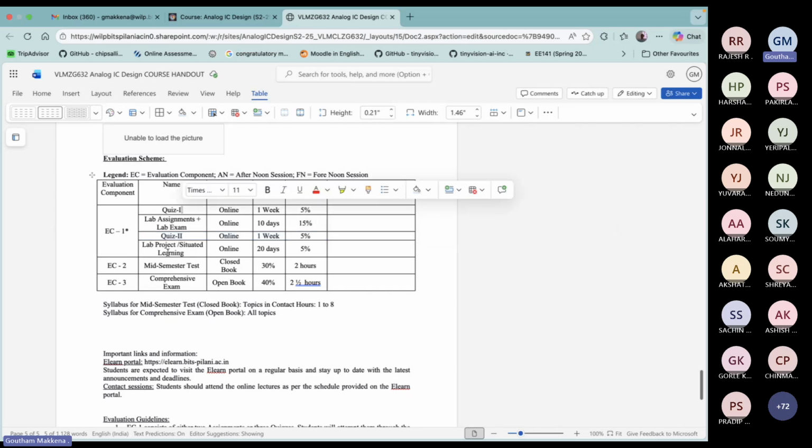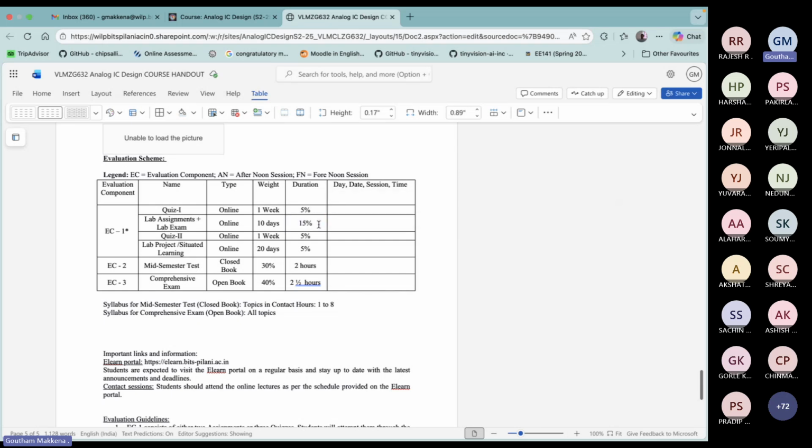Then the last 5% is like situated learning. This is like a small project. That is why I'm insisting on LTSpice, so that you need not always wait for the Cadence licenses, because we have limited licenses. Although it is a good number of licenses, the class strength is also more. So we push towards LTSpice. Of course, all these lab assignments are completely based on Cadence. Anyway, the lab faculty will explain to you neatly how this 15% is given.